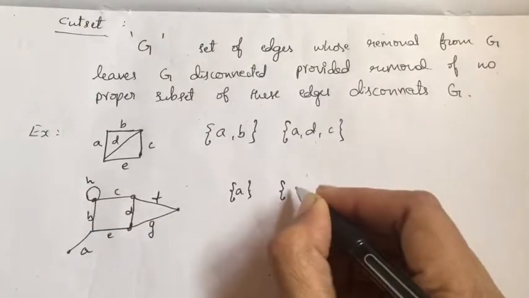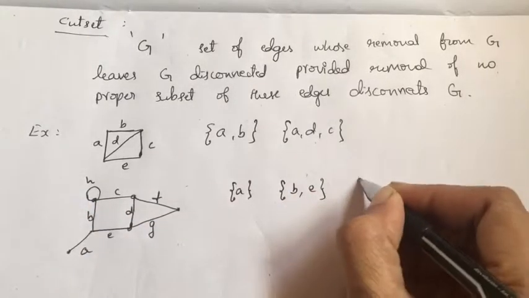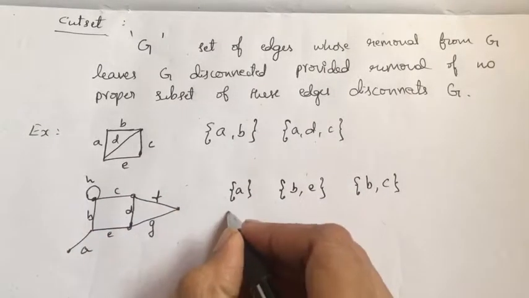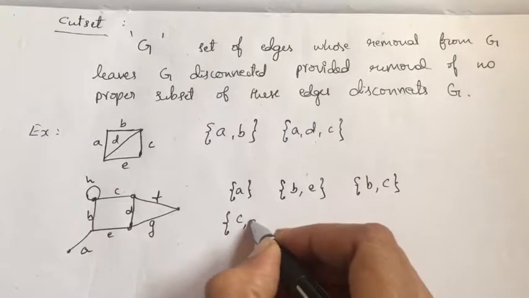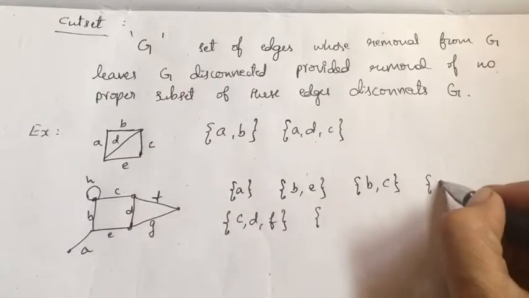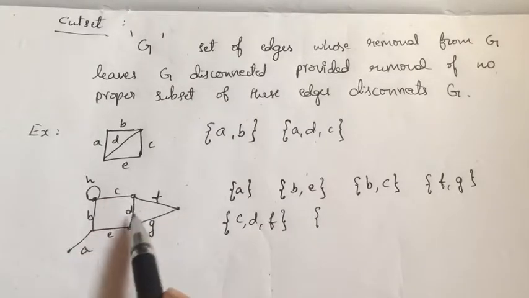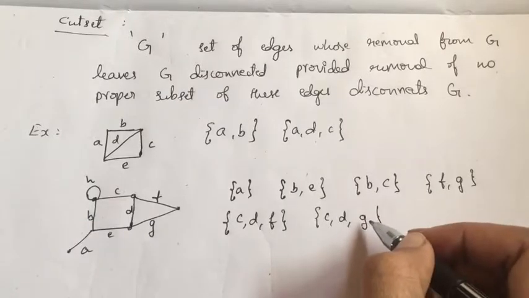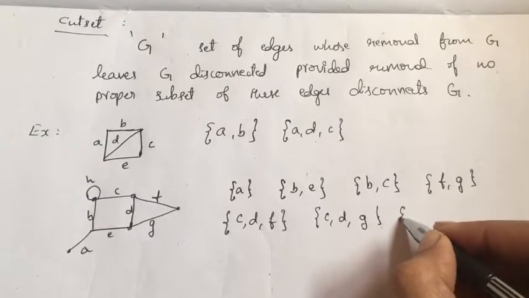Then sets of two edges: if I delete B and E, similarly B and C, then C, D, F, I can delete C, D, F. Here is one more, F and G. If I delete these, then also the graph will be disconnected. Then C, D, G. Then F, G I have already done.